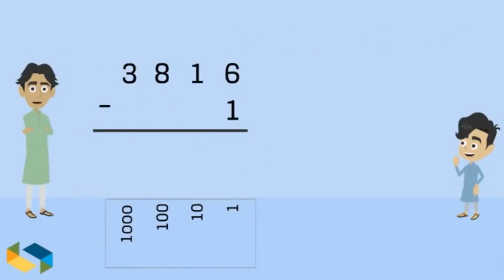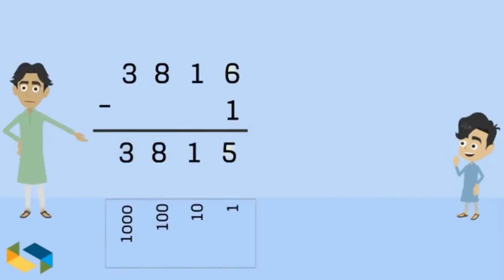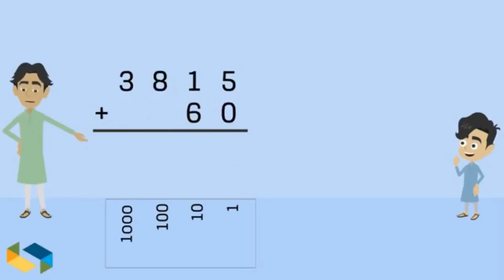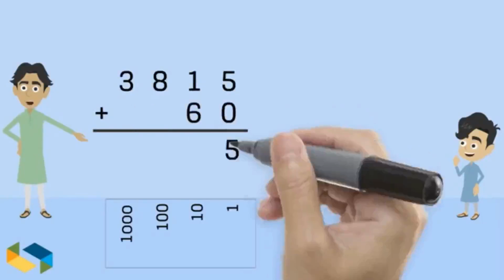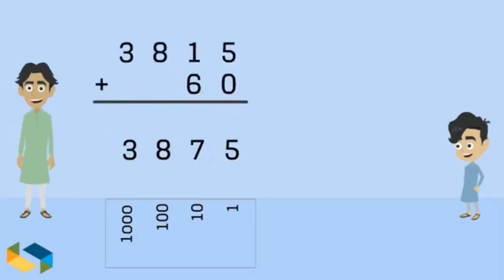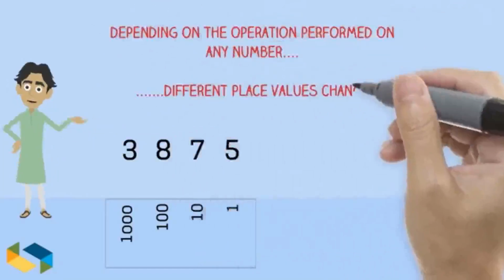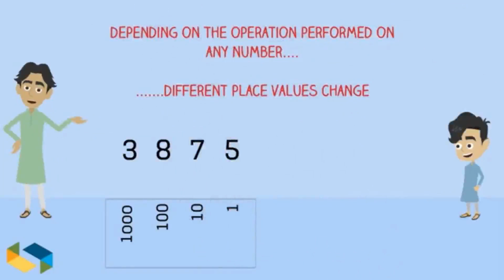Now let's say we subtract 1 from this number. We get 3815. Notice that the value in the ones place got changed. Add 60 to this number. We get 3875 with the tens place value getting changed. So depending on what you add or subtract or execute any other operation for that matter, the respective place value of the number changes.